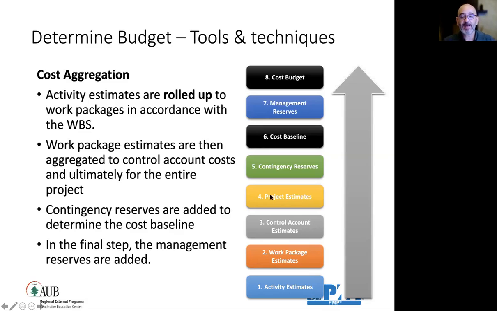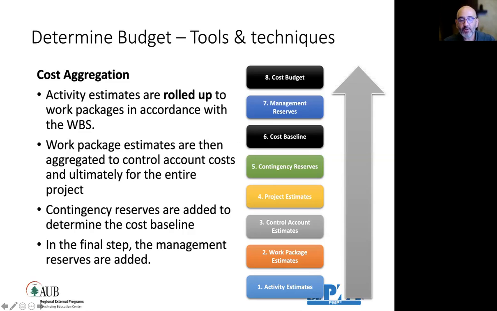Now this is the project estimate excluding any uncertainties or things that can go wrong. When we add the contingency reserve to the project estimates, we end up with the cost baseline. So the formula for the exam is: cost baseline equals project estimate plus contingency reserve. If they ask you in the exam what the contingency reserve is and give you the cost baseline and the project estimate, you reverse the formula: contingency reserve equals cost baseline minus project estimate.